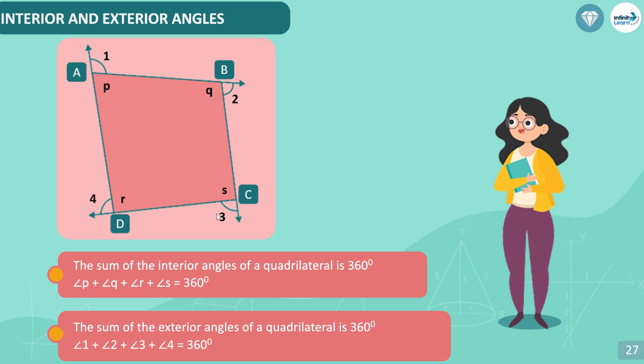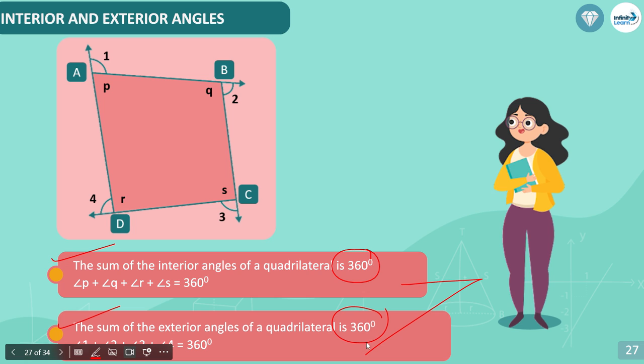Angle 1, angle 2, angle 3 and angle 4 are exterior angles. The sum of exterior angles of a quadrilateral is also 360 degrees, and the sum of interior angles PQRS is also 360 degrees. Are you getting this? Sum of exterior angles of a quadrilateral is 360 degrees and sum of interior angles is 360 degrees. Clear? Say yes or no. Clear, beta? Okay, fine.